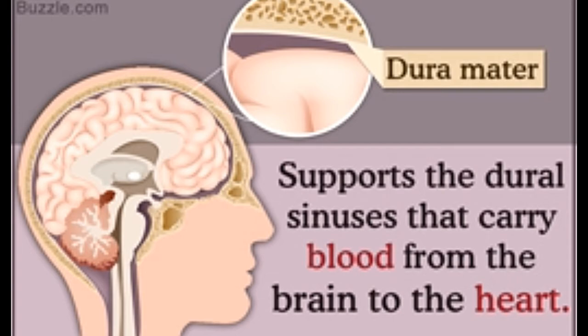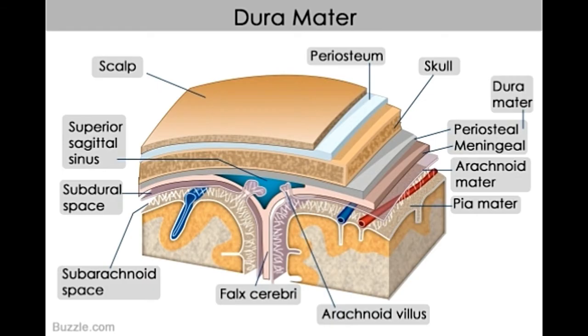Moreover, these provide a framework for the blood vessels, and contain cerebrospinal fluid, which also plays an important role in protecting the brain from mechanical damage. The structure of dura mater comprises 2 layers, which are called the periosteal layer and the meningeal layer.